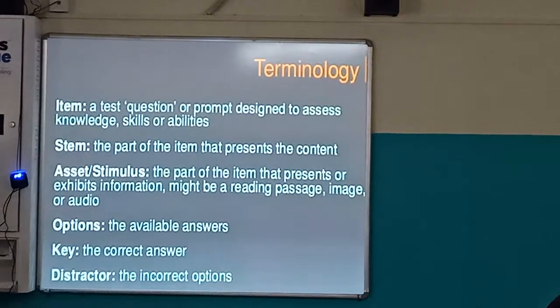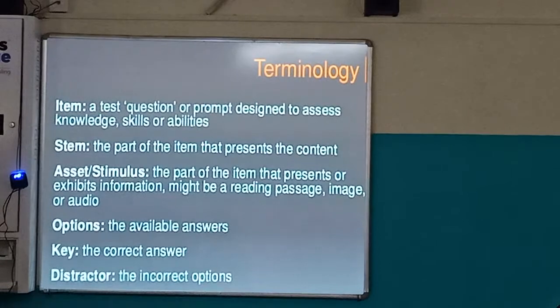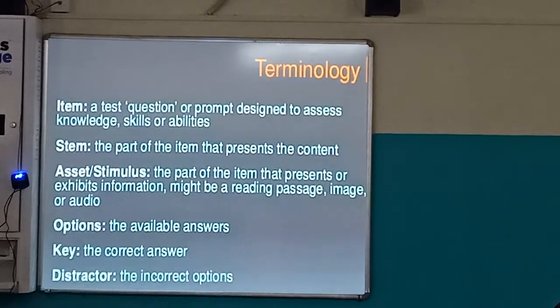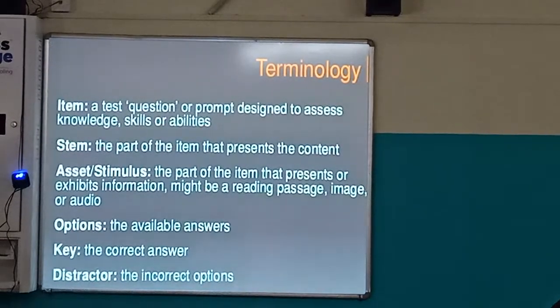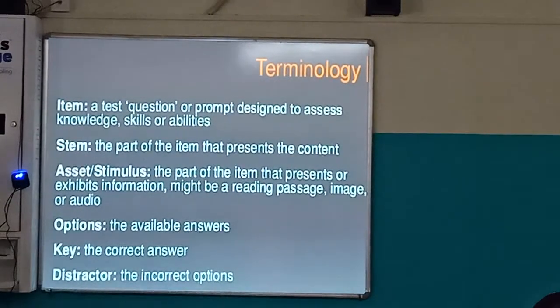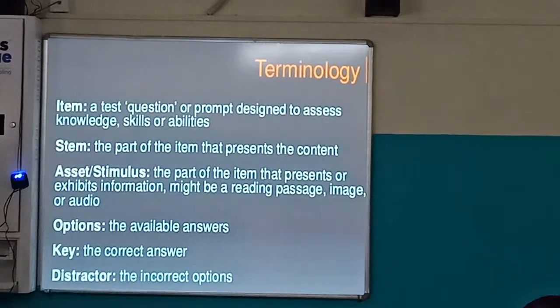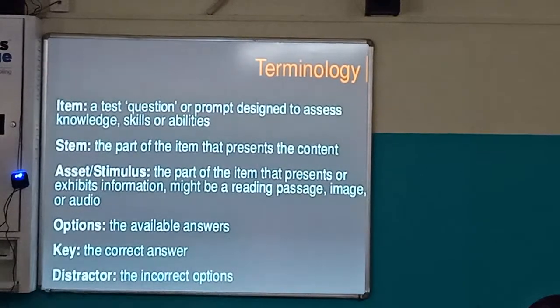Then we have the stimulus. The part of the item that presents or exhibits information, which might be a reading passage, image or audio, is known as the stimulus. Then we have the options. Generally we give 4 options in multiple choice questions, A, B, C, D. Out of these 4 options we give one correct option, that is known as the key, and the rest of the 3 incorrect options are known as distractors.